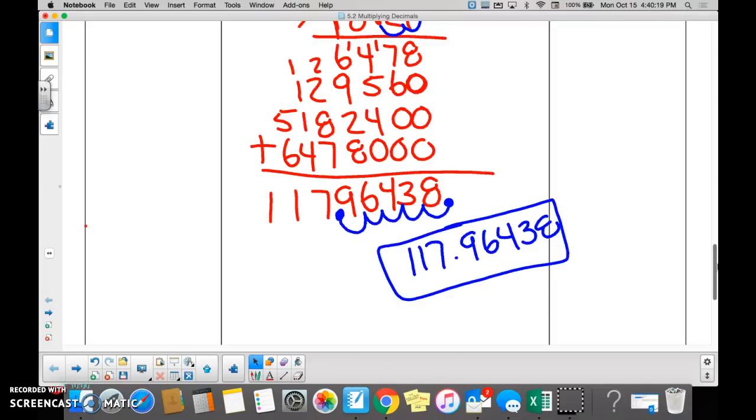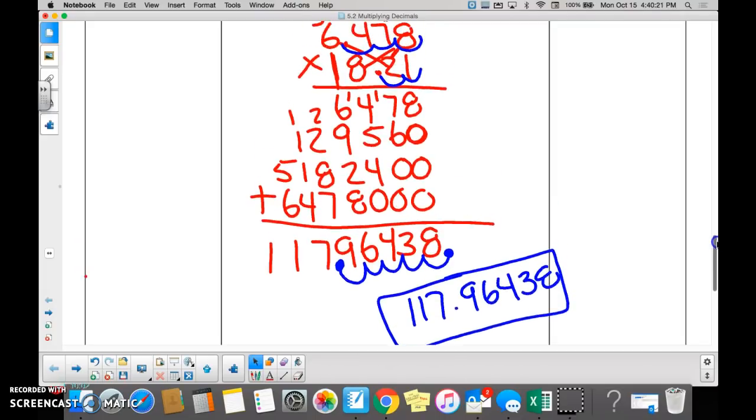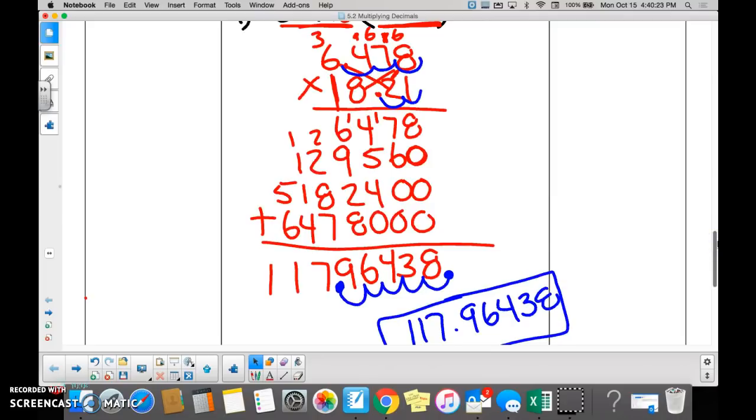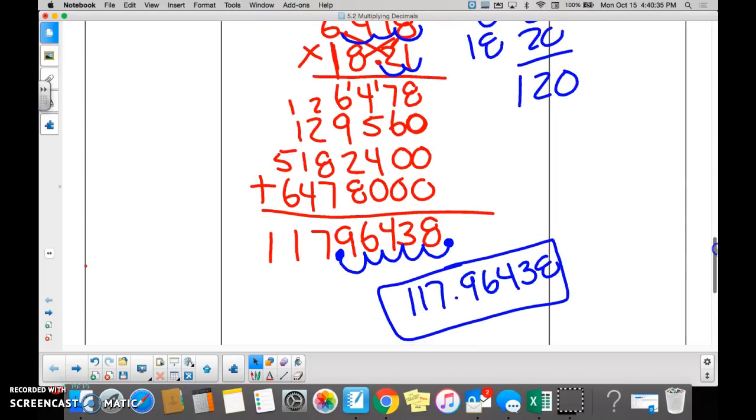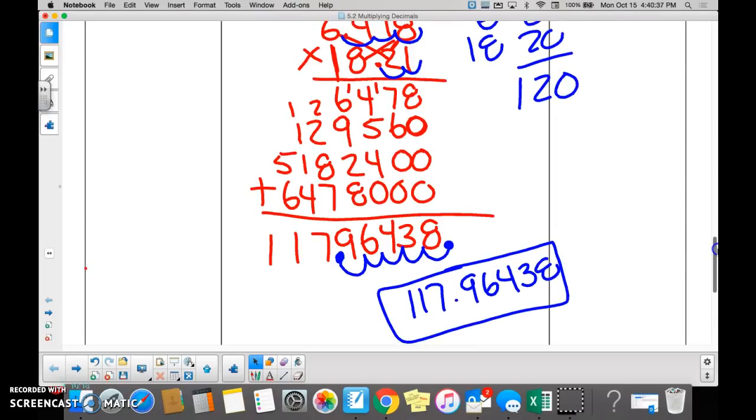When multiplying all that together, really quick, 6 times about 18 is really close to 6 times about 20. So my answer should be somewhere around 120. And look at that, it's 117. Holy moly. I think 117 and 96,438 hundred thousandths is a pretty good answer.